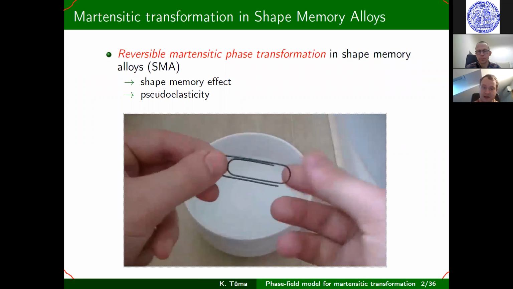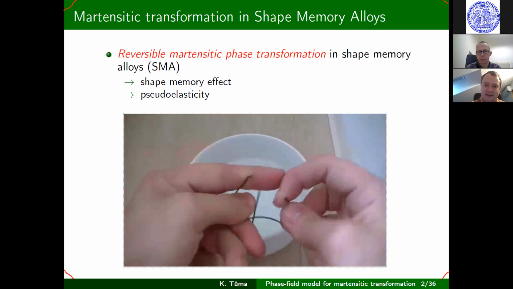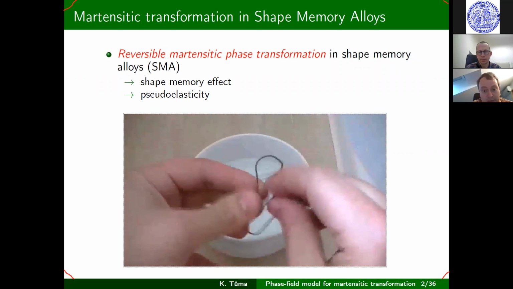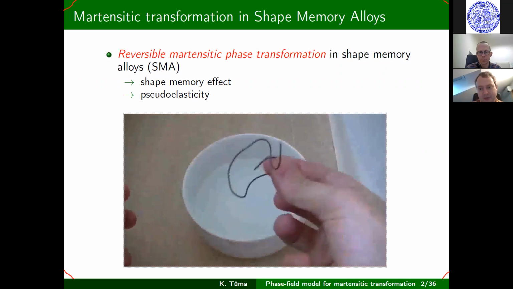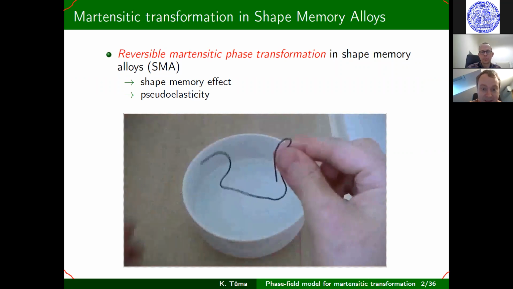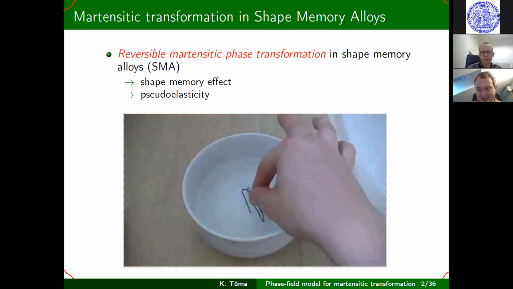In the movie, there is a bowl on the desk. There is a guy who takes a paper clip. He deforms it. It looks like a plastic deformation. After that, he puts it into the bowl filled with water, and the magic happens. The paper clip gets its original shape.